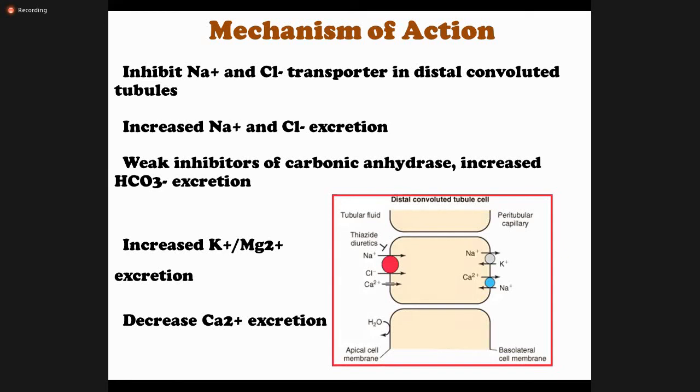So this group would be the group of first choice because it inhibits the excretion of calcium, or it also enhances the reabsorption of calcium. So in an osteoporotic female, this diuretic group would be the group of first choice, right? So this is a very important point from the exam point of view.